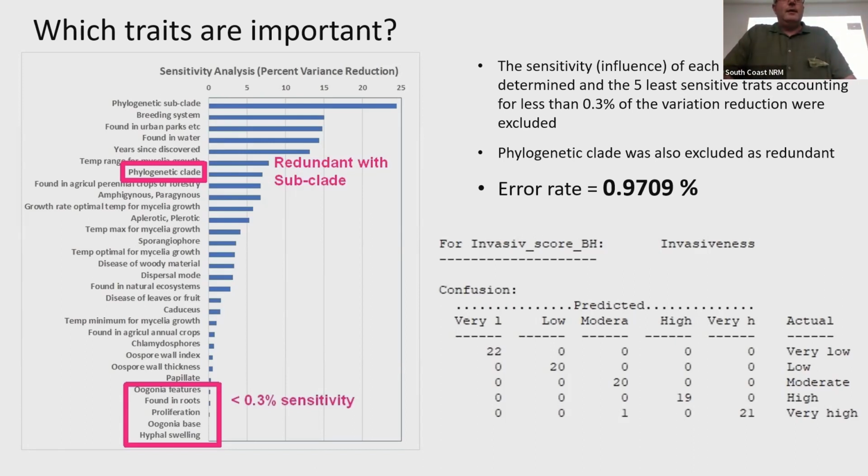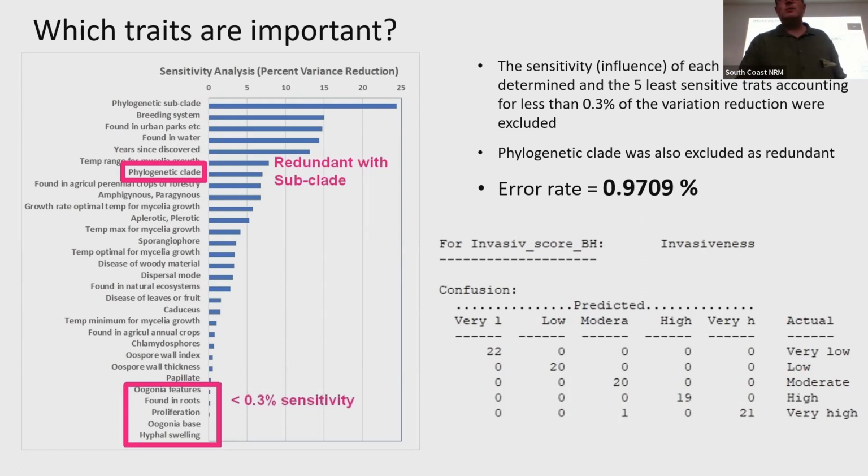The model, so all of the different traits vary in their predictive ability. We eliminated some of the less predictive traits in order to make a more informative and accurate model. Some of the traits were a bit redundant. So for example, phylogenetic subclade was a bit redundant to phylogenetic clade, so we removed those traits. But by and large, this was a wonderful outcome. We had a very low error rate.